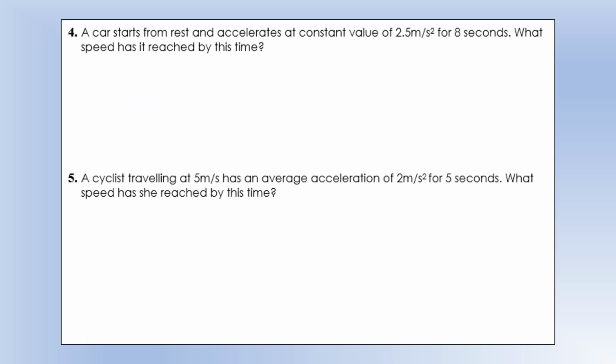Okay. So the car starts at rest and accelerates at a constant value of 2.5 meters per second squared for 8 seconds. What speed has it reached by this time? So what we're going to do is we are actually going to rearrange this equation slightly, and in place of delta v, we're going to put the final speed v minus 0 because it started at 0 meters per second from rest. And then what we can do is get rid of the 0, multiply the acceleration by the time, and that gives us our final velocity.